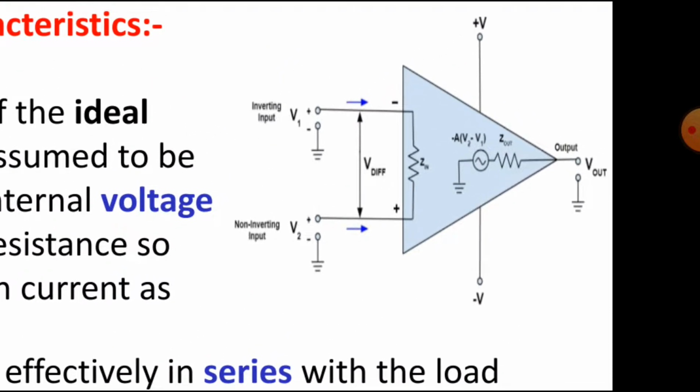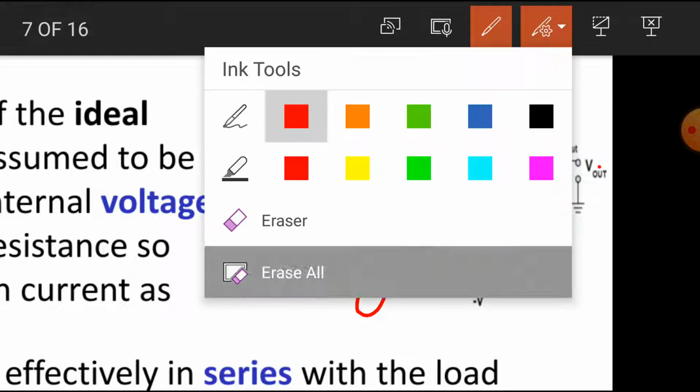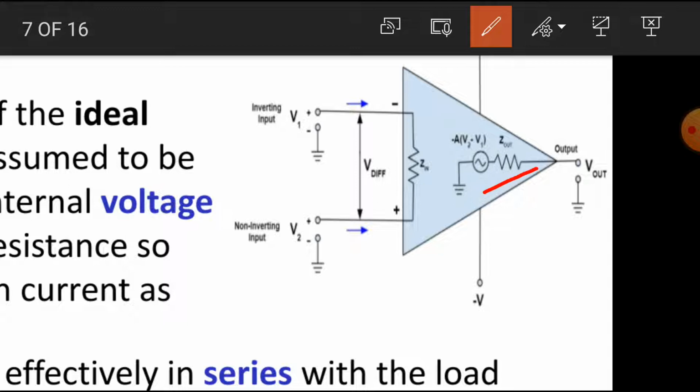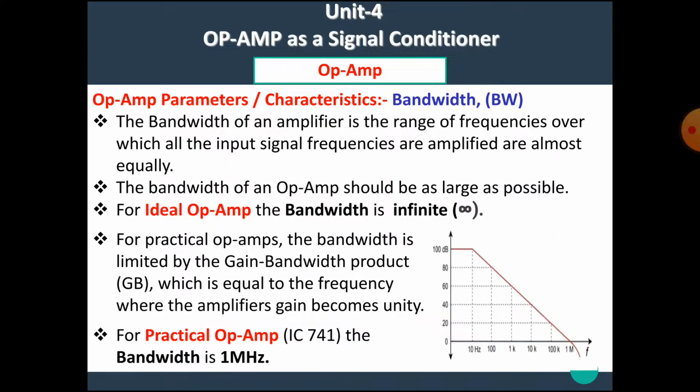Let's see once again the output impedance. The value of output impedance should be 0, because if this value is 0, then the op-amp can provide much current to the load. For that purpose, it is always connected in series with the load. Okay. Now let's see the next parameter, the bandwidth.